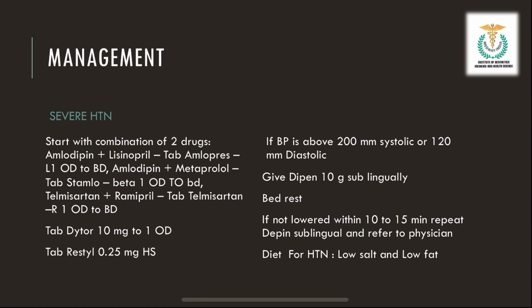To be given in the ICU setup only: injection labetalol 50 mg slow IV or 2 mg per minute infusion, or injection esmolol 500 mg slow IV stat, or NTG drip. So this also can be advised in case of severe hypertension.